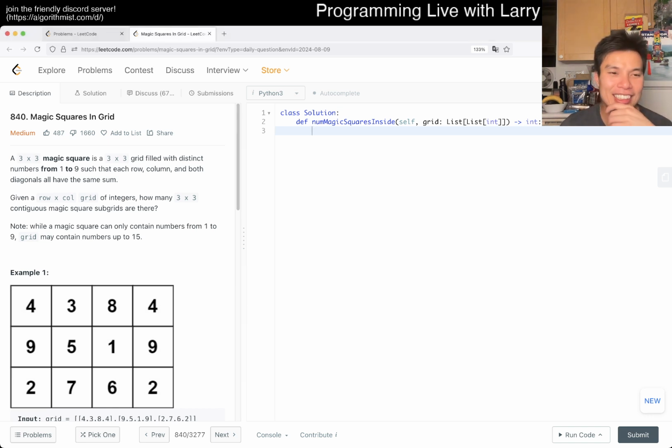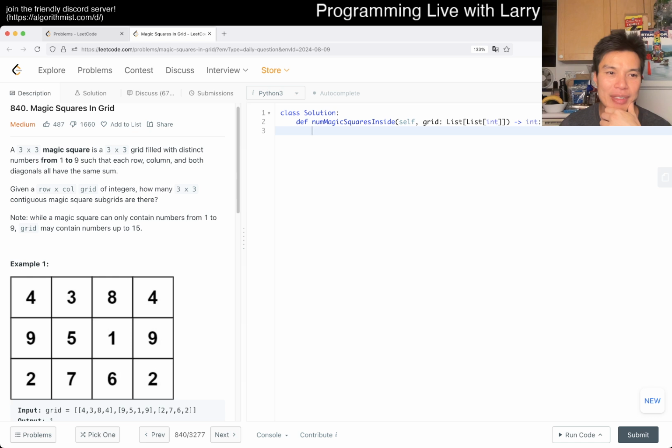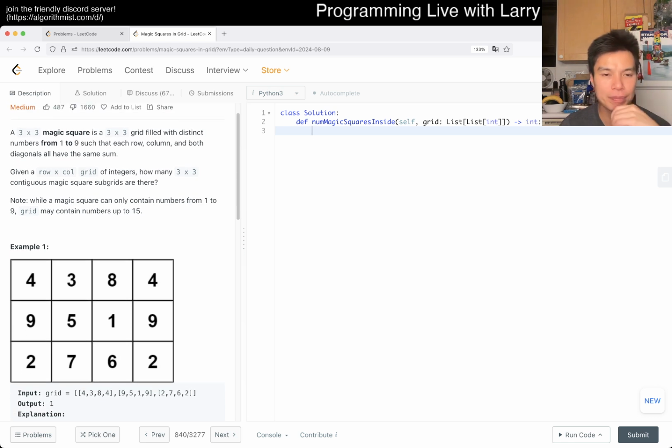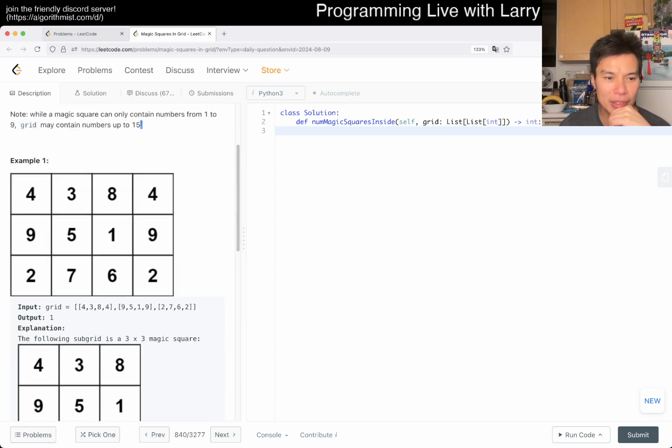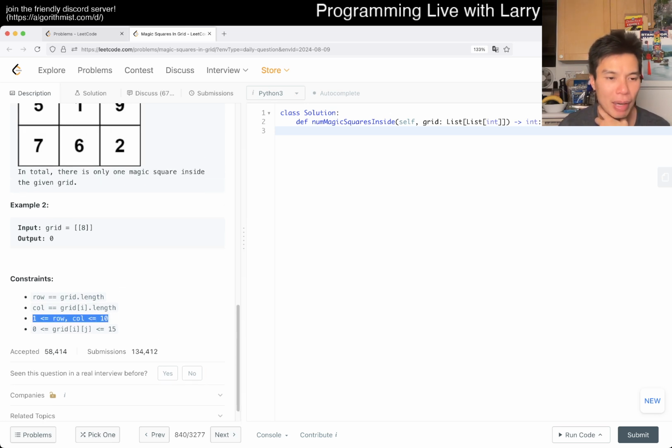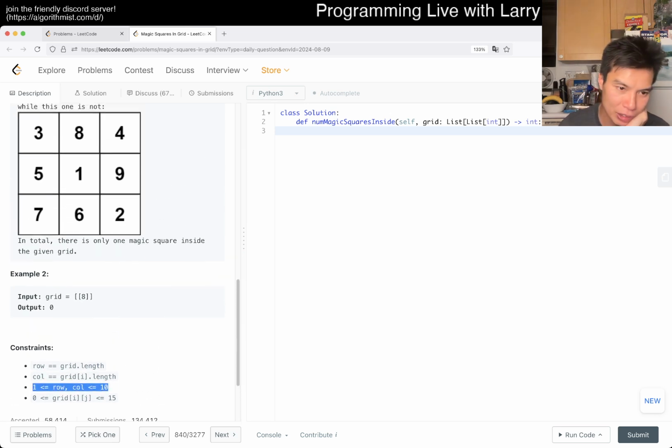Anyway, okay, let's take a look at today's problem. 840, Magic Squares in a Grid. A 3x3 magic square is a 3x3 grid filled with distinct numbers from 1 to 9. Given a row by column grid of integers, how many 3x3 magic squares are there? The grid may contain numbers up to 15. Okay, that's a little bit awkward, but fine. It's only 10 by 10, so there are a couple of ways you can do this, right?